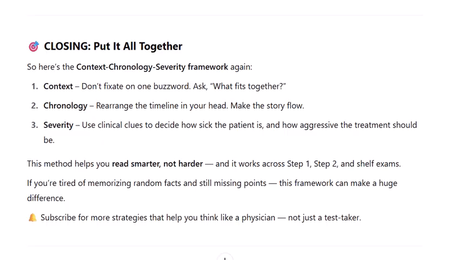This method helps you read smarter, not harder, and it works across Step 1, Step 2, and shelf exams. If you're tired of memorizing random facts and still missing points, this framework can make a huge difference.